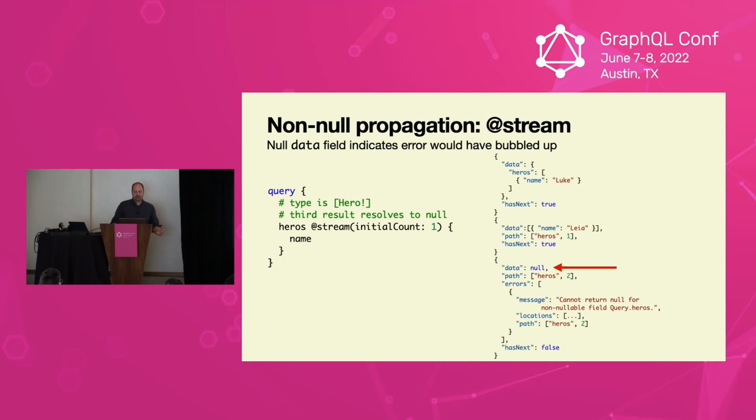So with both defer and stream, whenever a client sees this data field set to null, they're going to know that that null should have bubbled up higher. And so the spec's not requiring clients to handle that in any specific way. It's just describing what the behavior is, and clients can implement whatever makes sense.